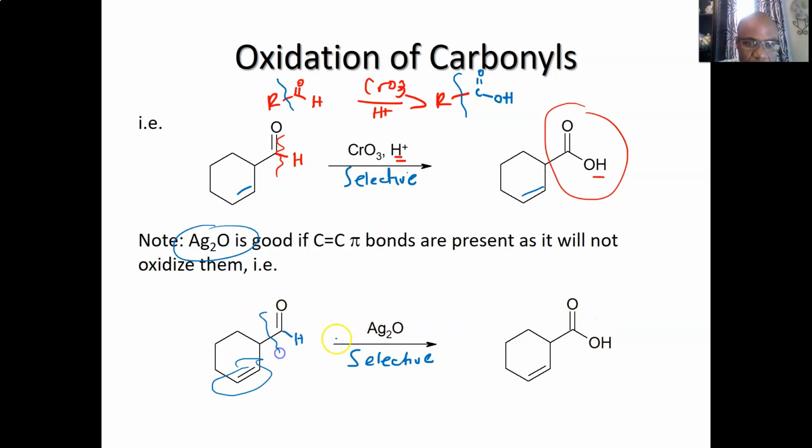So only the aldehyde will be oxidized, and as you can see, oxygen has been added. Again, you started with an aldehyde, you went all the way using silver oxide, and you got a carboxylic acid. So you end up with a carboxylic acid. That's oxidation because oxygen has been gained. It wasn't here, now it's there.